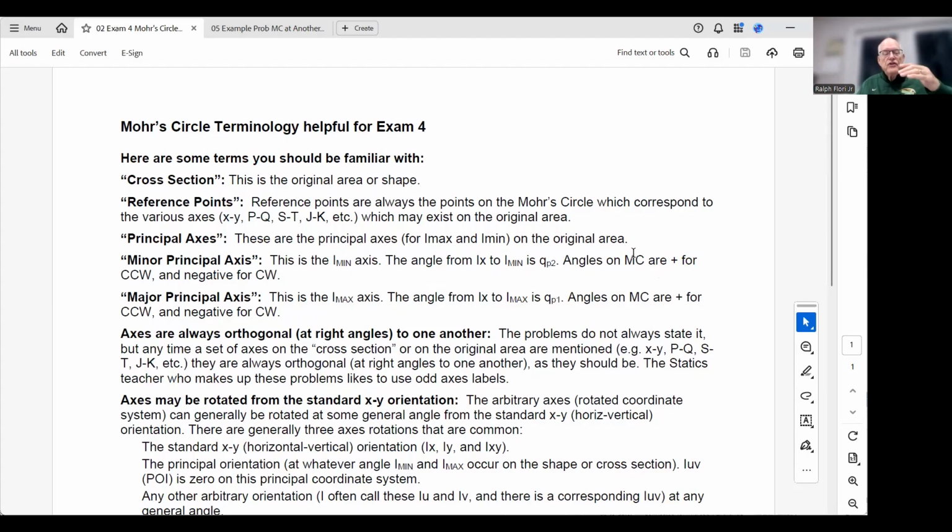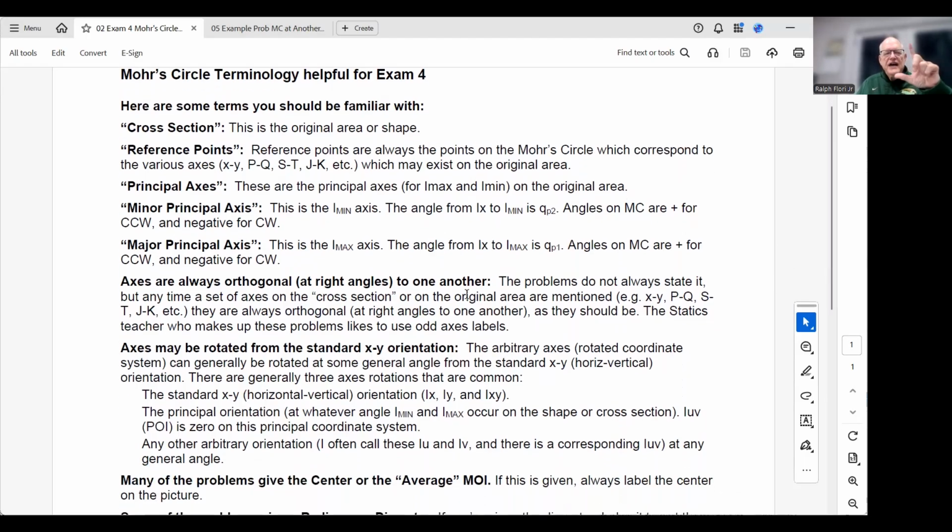Angles on Mohr's circle are positive in the counterclockwise direction, and they're negative in the clockwise direction. The major principal axis is the Imax axis. The angle from Ix to Imax is theta P1. And again, angles on Mohr's circle are positive in the counterclockwise direction and negative in the clockwise direction.